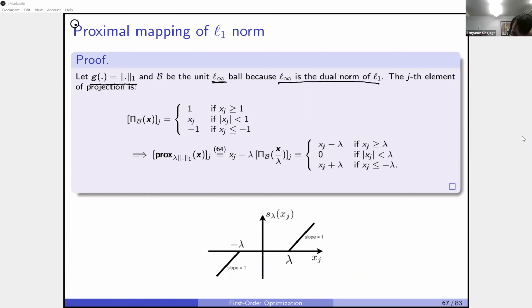Now, by visualization, let's see what the projection onto the unit ball of the L infinite norm is. What is the unit ball of the L infinite norm? It's this. Do you remember? Recall preliminaries.